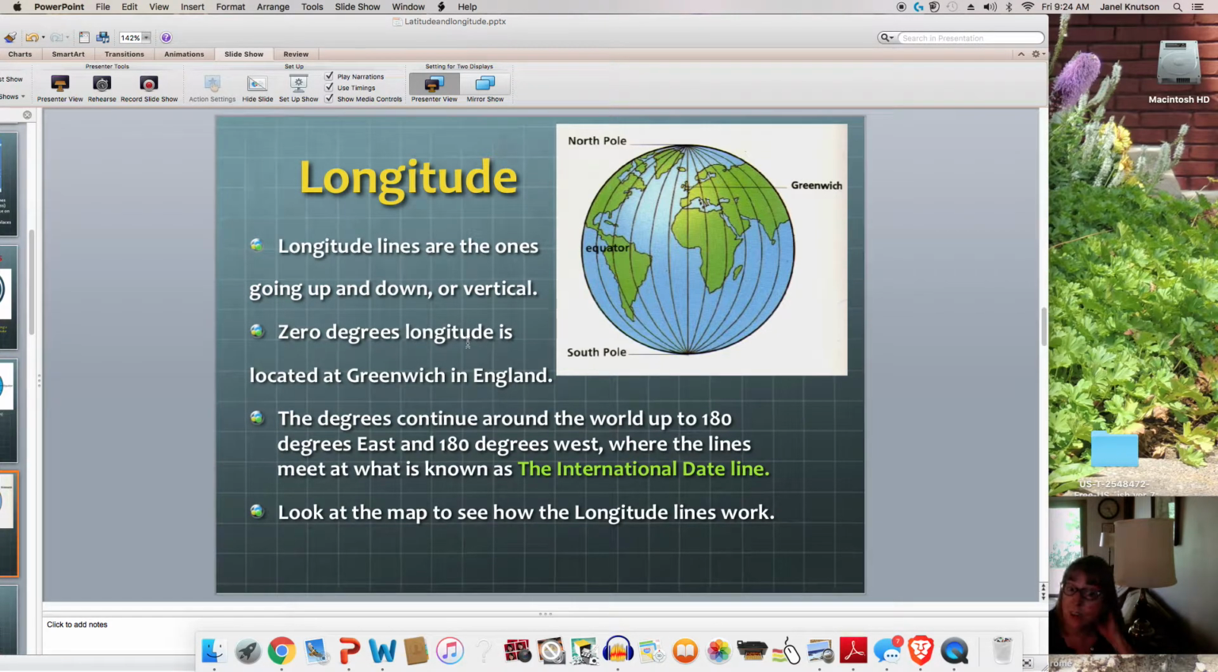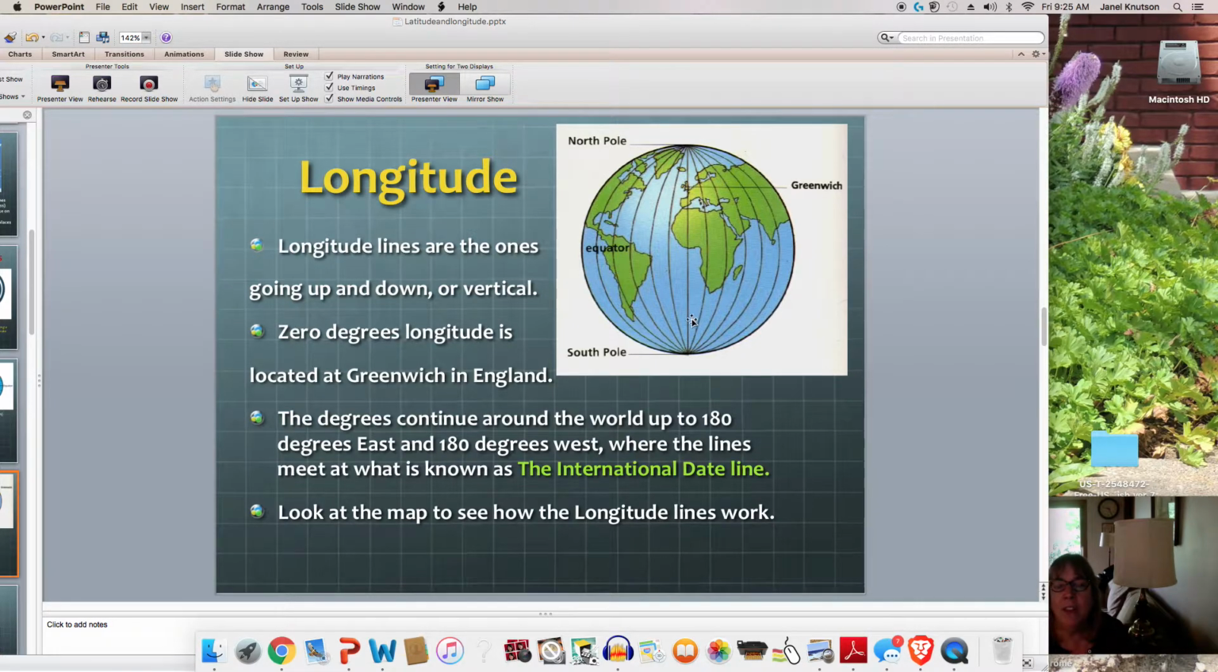Longitude lines are the ones going up and down, or vertical. 0 degrees longitude is located at Greenwich, England. So here's the 0 line, and here's Greenwich, England, right there. So this is 0. It's a little bit like the equator. It's 0, but it goes vertical, up and down.